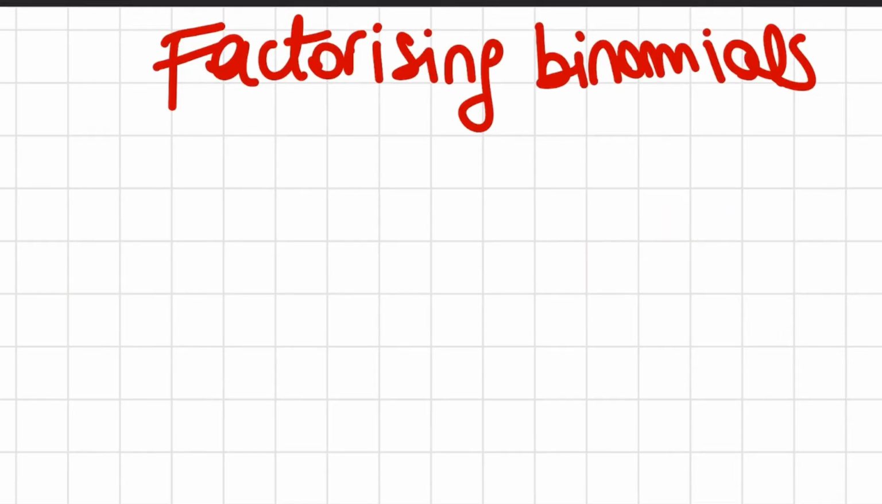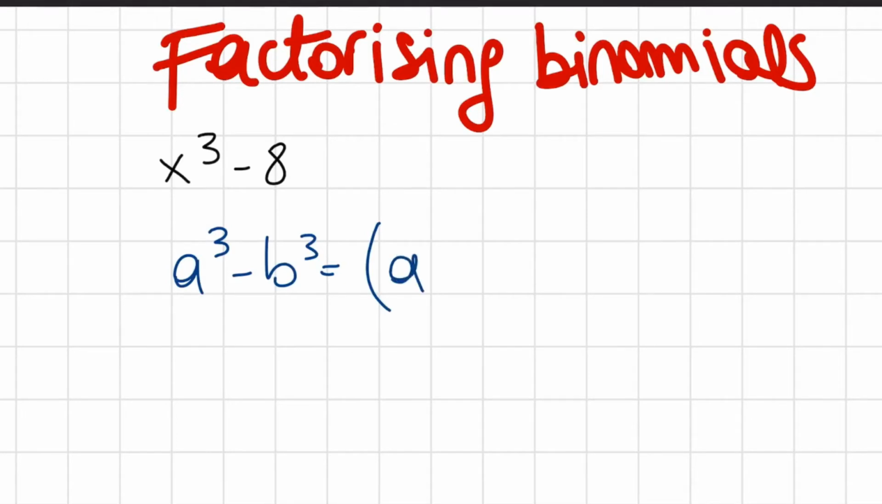Now getting on with the difference of 2 cubes. Suppose you're faced with x cubed minus 8. Again, if we consider any numbers, a cubed minus b cubed, the rule says, careful with that, it's the cubic root of the first term, a, minus, because there's a minus here, the cubic root of the second term, b, times what we call the false square.